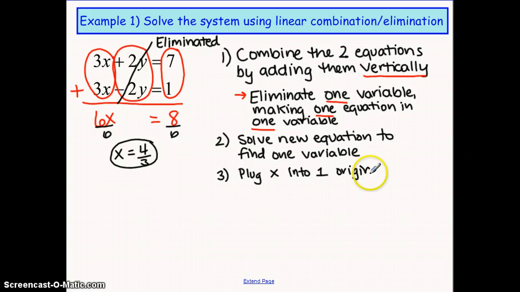So you can pick either original equation. It doesn't matter which one. I think I'm going to pick the first one, the 3x plus 2y equals 7.